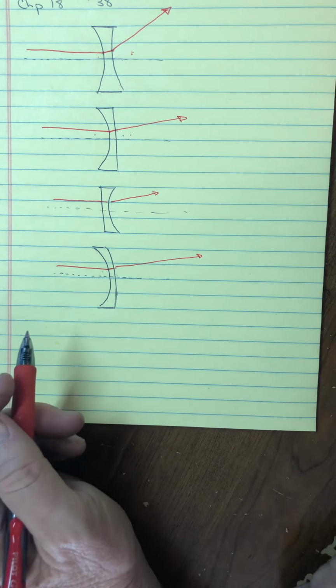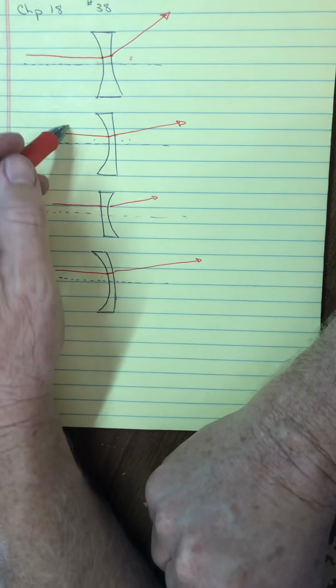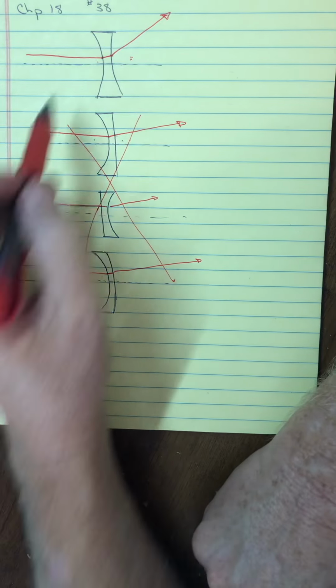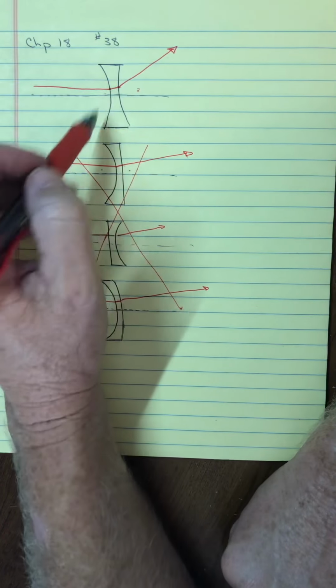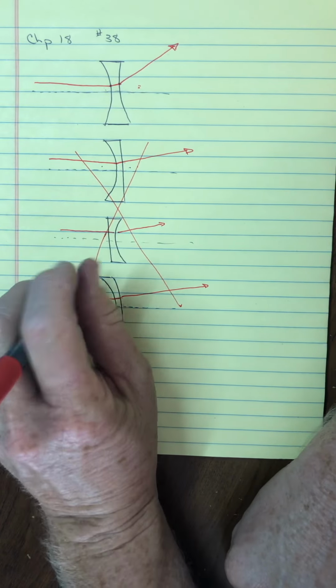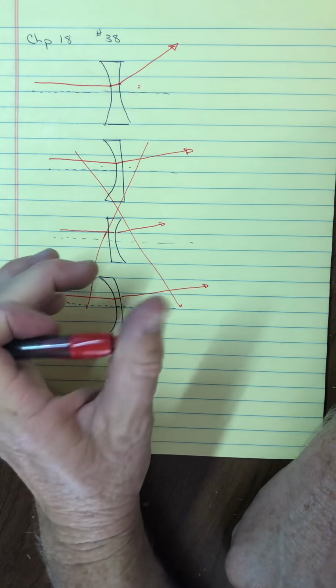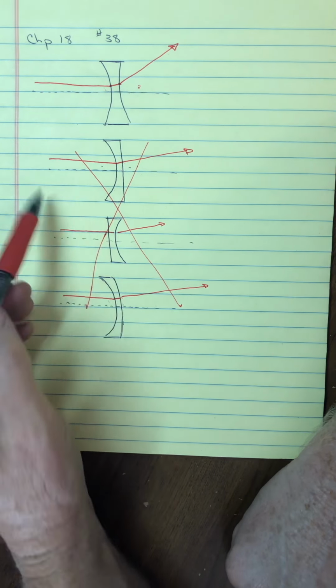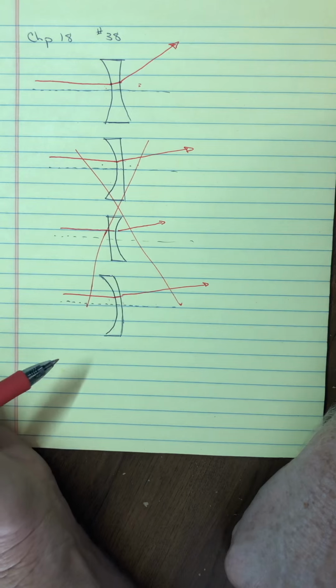But anyways, the standard way of drawing a diverging lens is this way, with a double concave, which really means it's more diverging than any of these other ones.